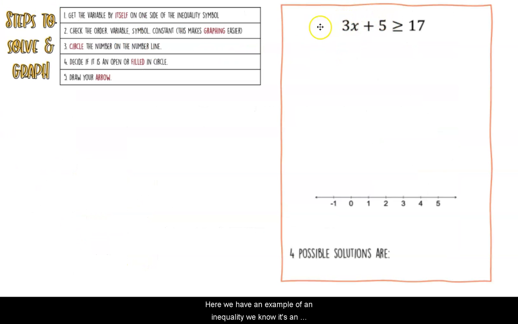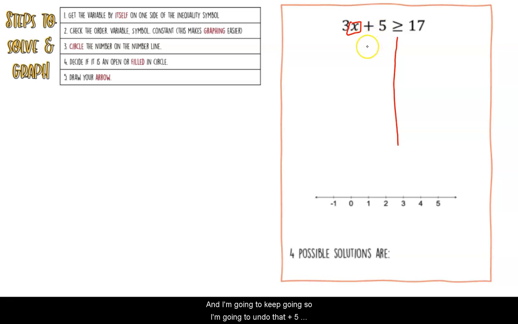Here we have an example of an inequality. We know it's an inequality because it has an inequality symbol. So this symbol right here is not an equation, it's an inequality sign. Okay, so I'm going to put my line down here just like I would with an equation. I'm trying to get the variable by itself, so I'm going to put a box around it. I'm following the steps just like I do with an equation. I am going to check the order, and I do see that the variable's on the left. That does make it easier to graph. And I'm going to keep going.